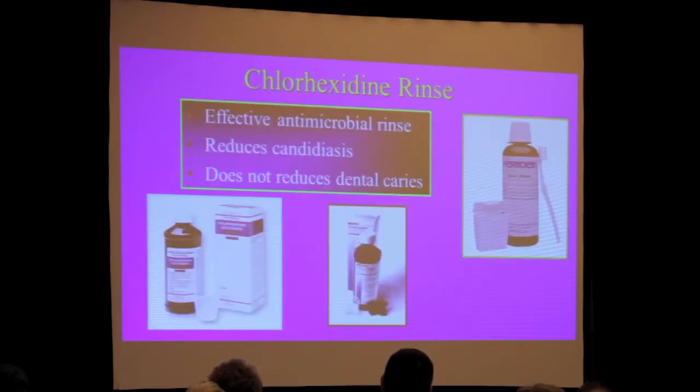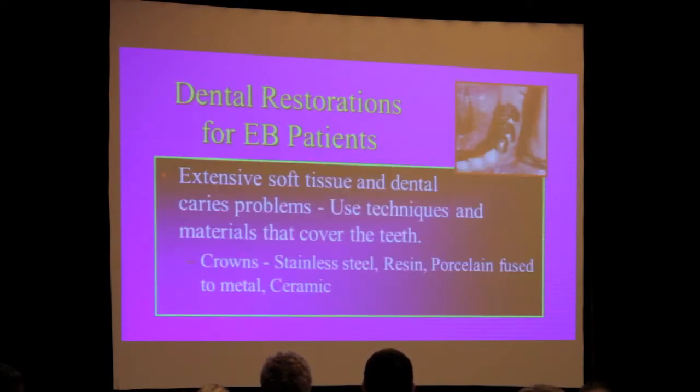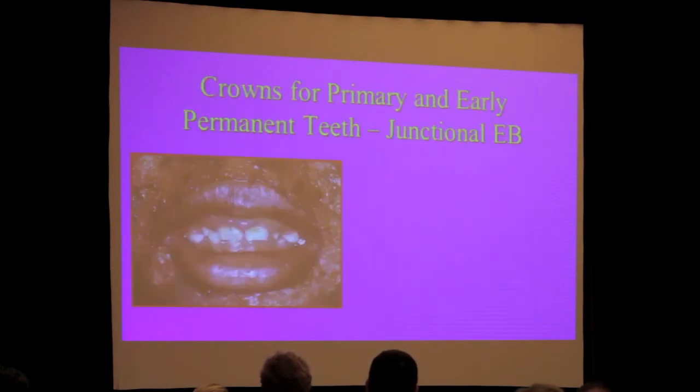Chlorhexidine rinses. We used to think this would help as a chemotherapeutic for caries. It doesn't. It helps for candida. There are still groups out there recommending this for caries control in dentistry, but the data doesn't support it. Dental restorations: if you've got a lot of soft tissue and caries problems, you can use stainless steel crowns. There's no contraindication to any of the materials we use in dentistry for an EB patient.